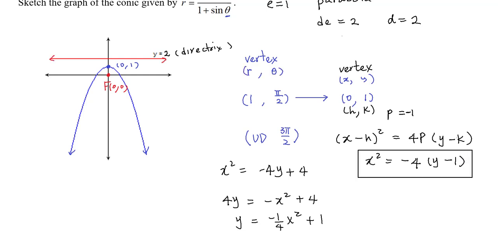Now remember that 4p is the length of the focal diameter. And you notice that this focus is sitting at 0, 0. So these endpoints right here on the x-axis will be the endpoints of the latus rectum, and the total distance is 4. So that has to be 2, 0 and negative 2, 0. You can also confirm that by substituting theta by 0 and pi, and you will see that r is 2 or negative 2.